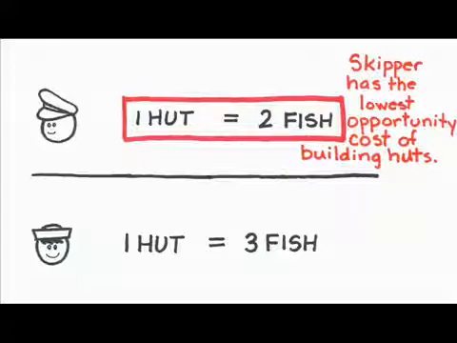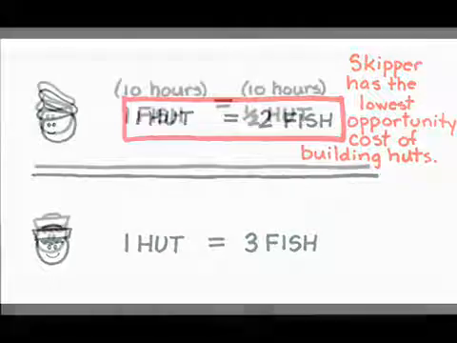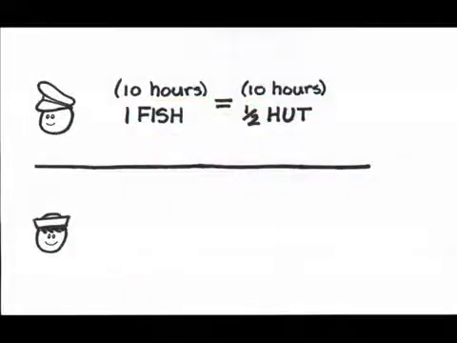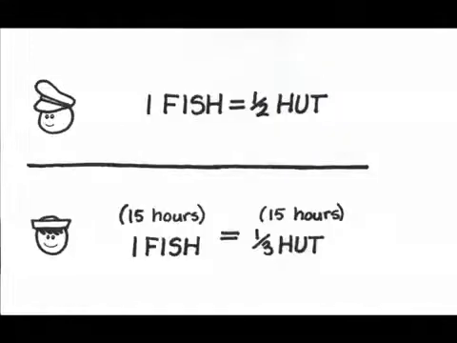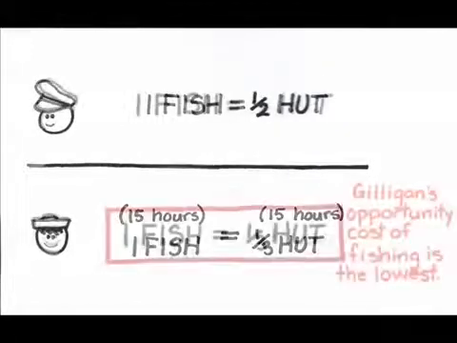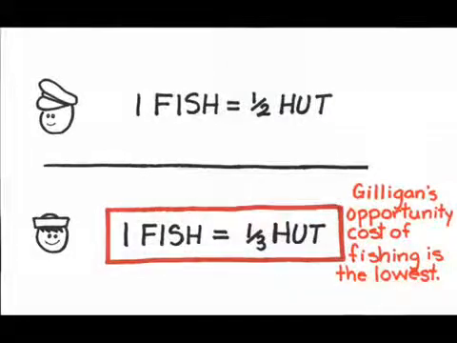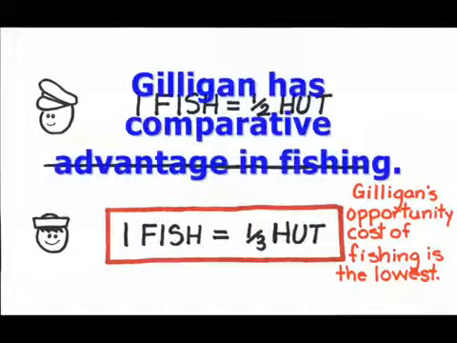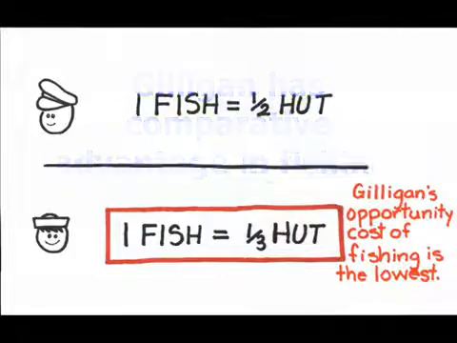Let's look at fish dinners. To produce a fish dinner takes the Skipper 10 hours or he sacrifices 1/2 of a hut. Gilligan takes 15 hours, but he sacrifices only 1/3 of a hut. Gilligan actually has the comparative advantage in fishing because he sacrifices less, or has the lowest opportunity cost.